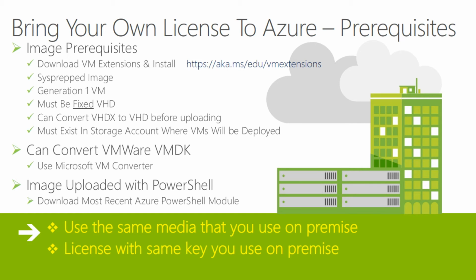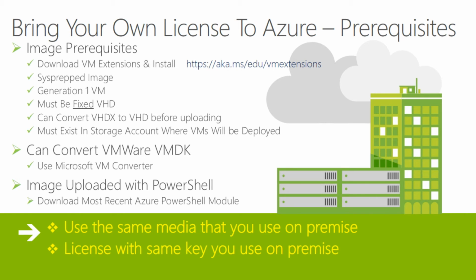So if you have multiple storage accounts, you'll want to make sure there's a copy of that image in each of those storage accounts. If you're running VMware and you use VMware images, you can also convert those to a VHD using the Microsoft VM Converter tool, which is a free download. Finally, to upload the image, we have to use PowerShell. So you'll want to download the most recent Azure PowerShell module from azure.com under the Resources tab and downloads.